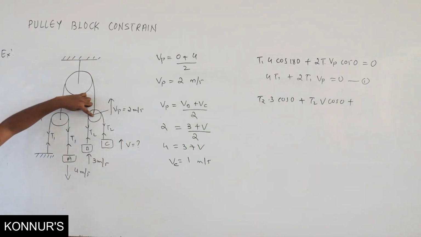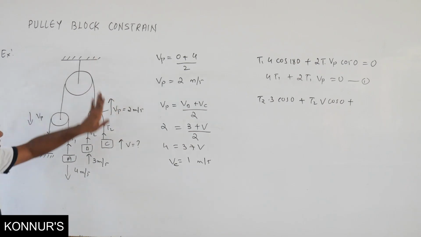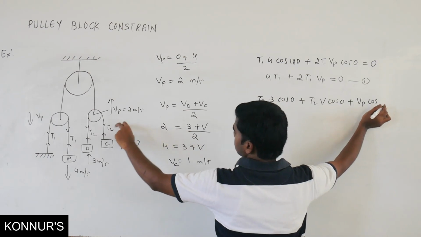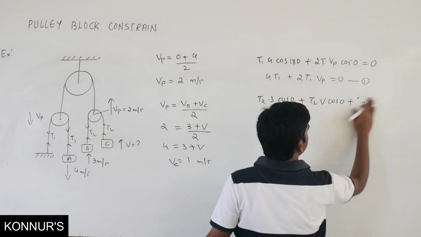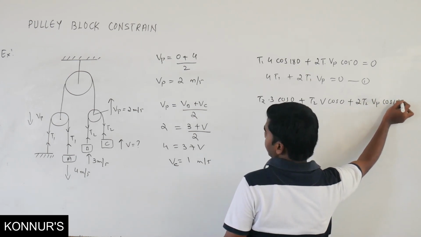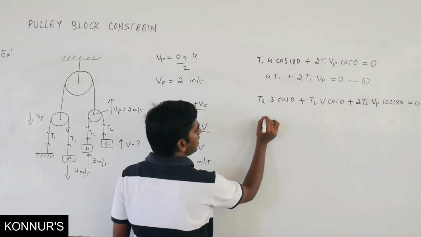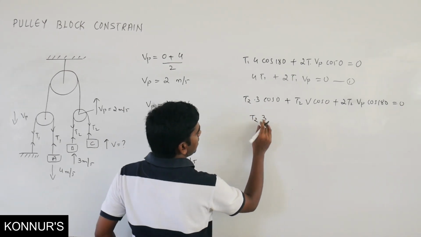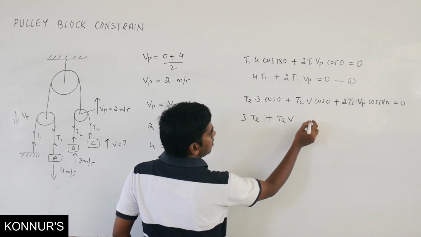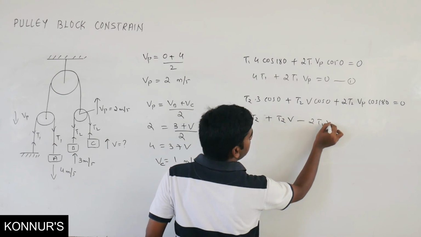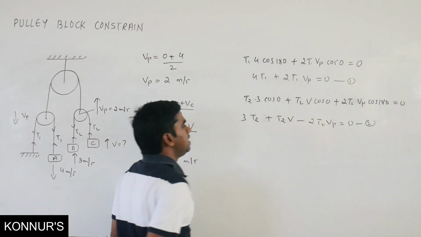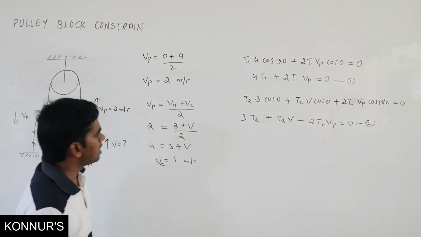What about this one? T2 is in the downward direction, but Vp is going in the upward direction. So 2T2 Vp cos 180 is equal to 0. So what we will get is 3T2 plus T2 V minus 2T2 Vp equals 0. So you got two equations. There is one more thing.